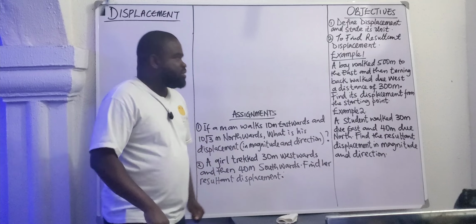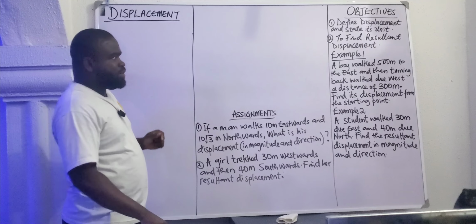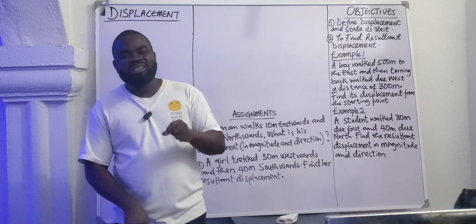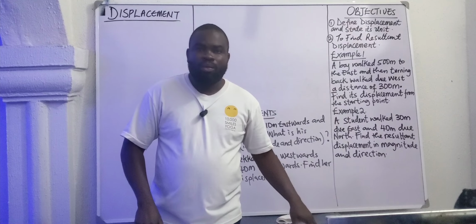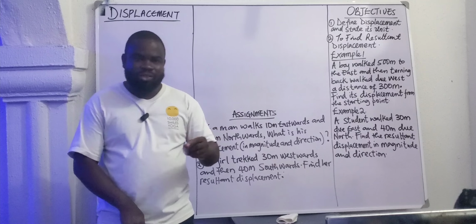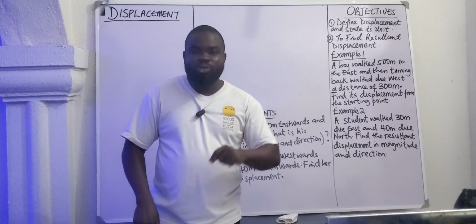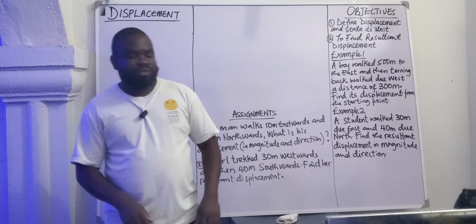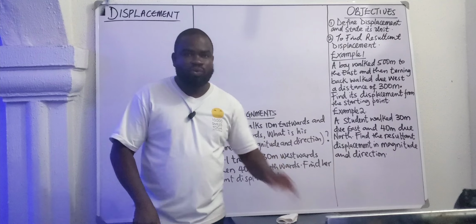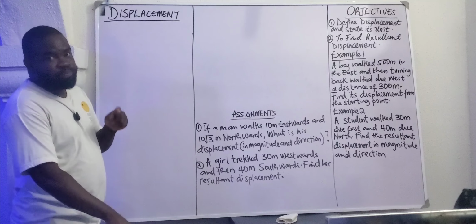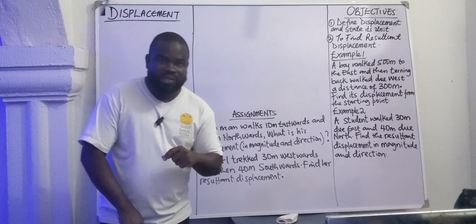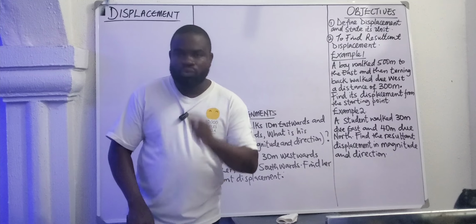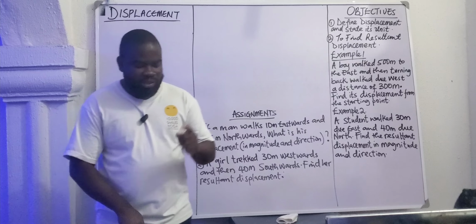Now we will compare and contrast it with what? Displacement. Displacement is distance traveled in a specified direction. Because displacement has magnitude and direction, displacement is a vector quantity and not a scalar, unlike distance, which is a scalar. However, displacement and distance have the same SI unit, which is what? Meter. So the SI unit of displacement is meter.